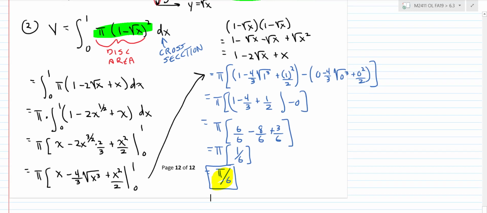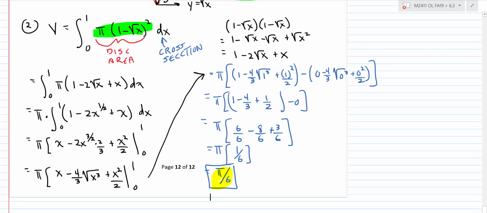Okay, so the answer you should have got is pi over 6. I am going to talk through what I did on this. There's some algebra on here I'll go through a little bit. Basically I FOILed this out. I just did 1 minus square root of x, times 1 minus square root of x. You'd have 1 minus square root of x minus square root of x plus x. So you get 1 minus 2 radical x plus x if you FOIL that correctly.